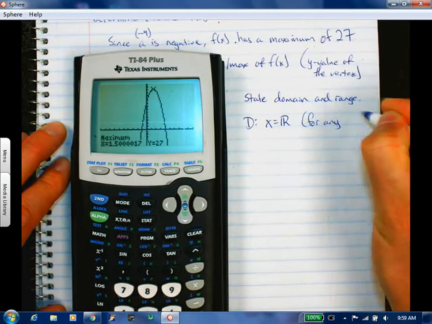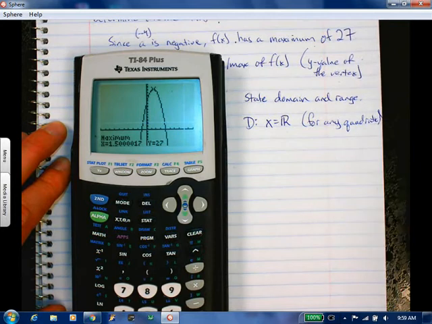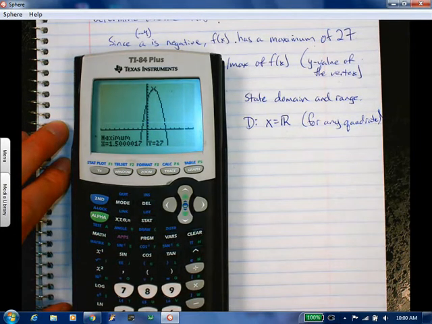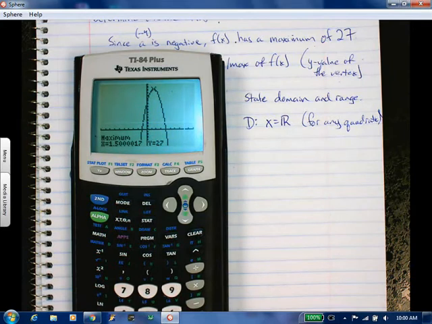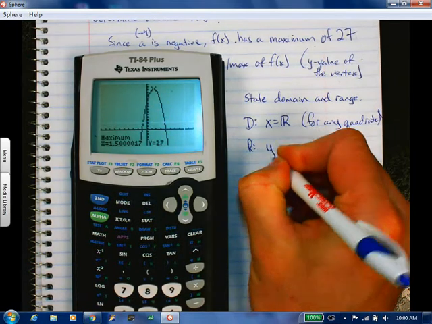This is going to be true for any quadratic. So spoiler alert on your homework: your domain every single time is going to be all real numbers. Okay? Every quadratic, the domain is all real numbers. The range is what's going to be different each time. The range is y.